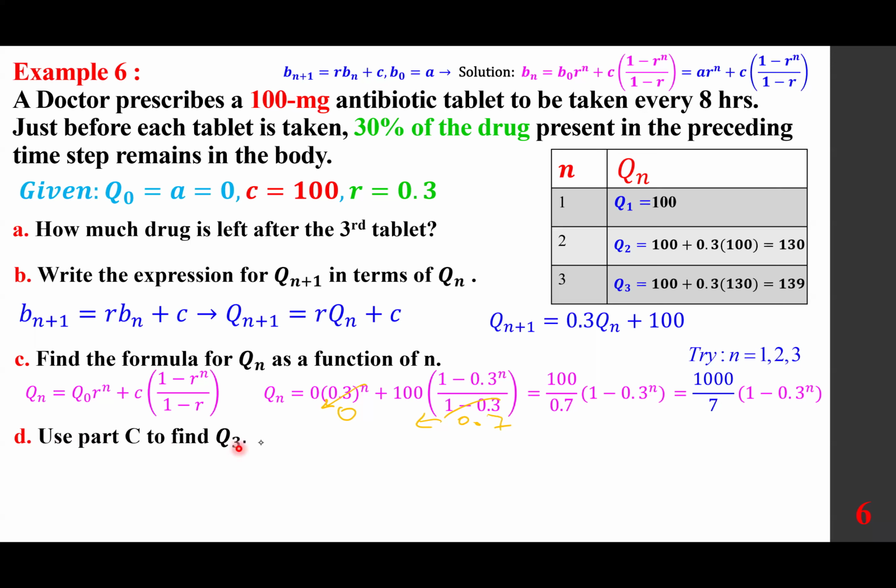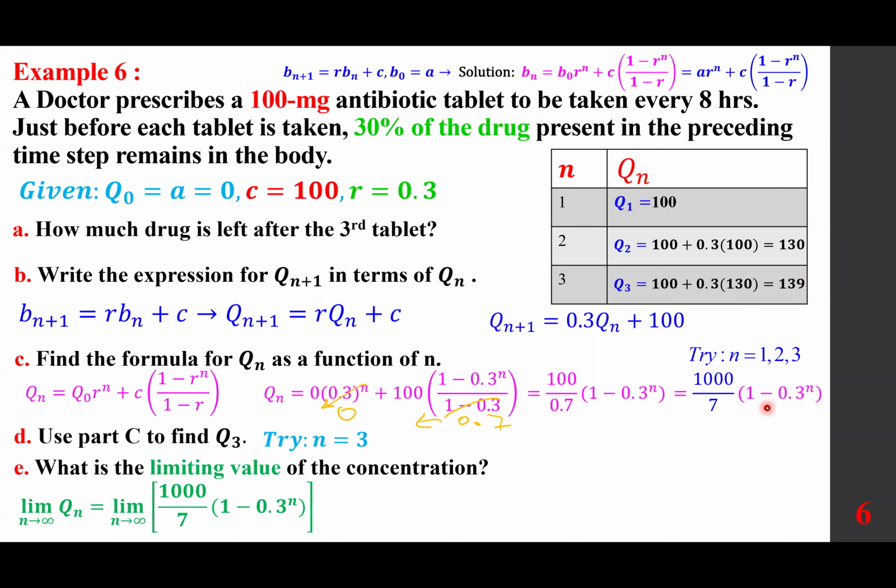Use part C to find Q sub 3. Please understand, over here, you can try 1, 2, 3. Over here, you can also try 1, 2, 3, because if you plug in 3 into Q sub n, you must get the same answer. I highly recommend you do that. Finally, what is the limiting value? That means take a limit, and that's why we put it in this format, so it becomes easy to take the limit.